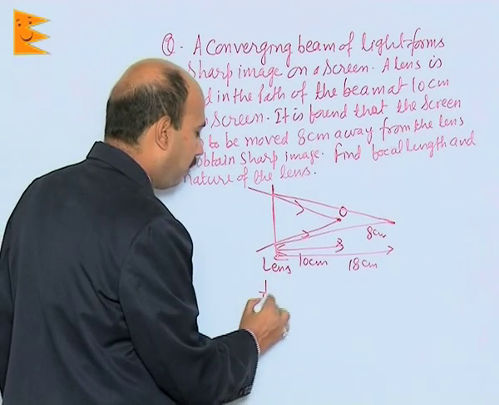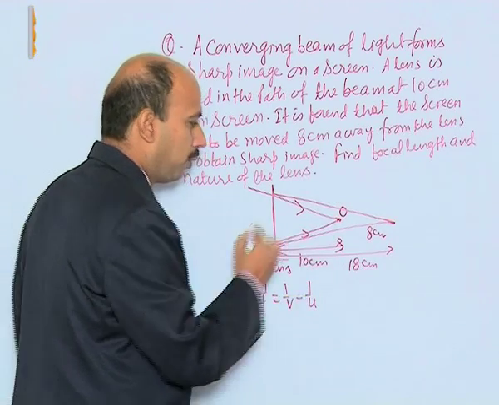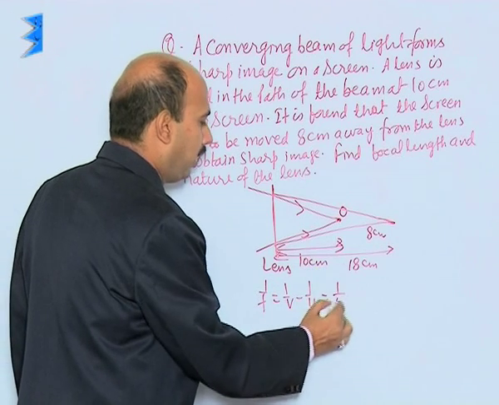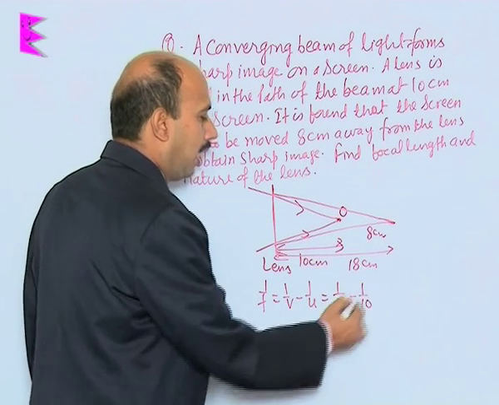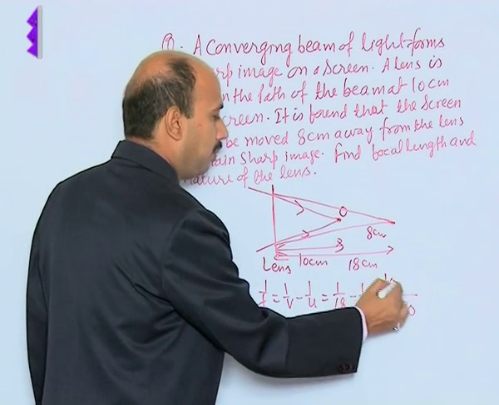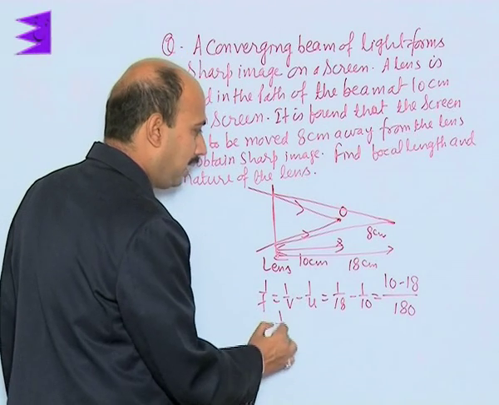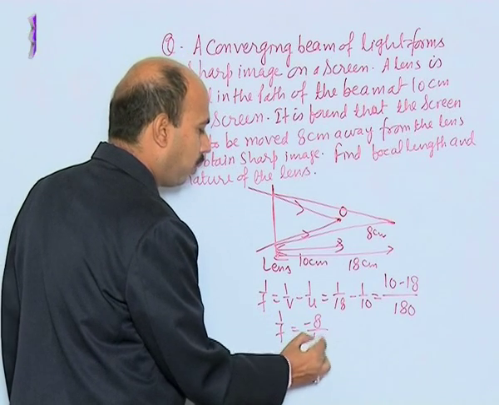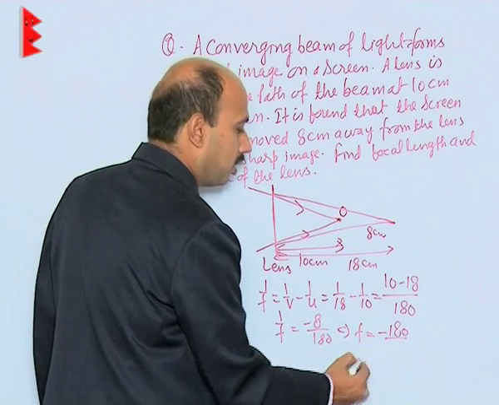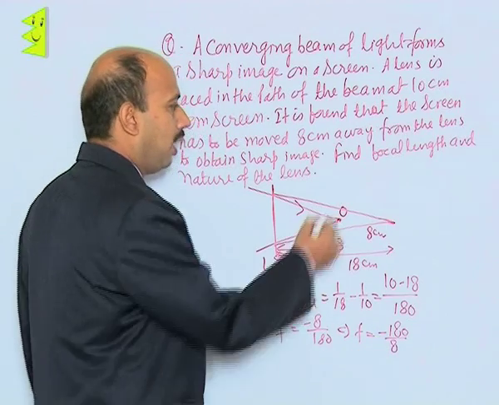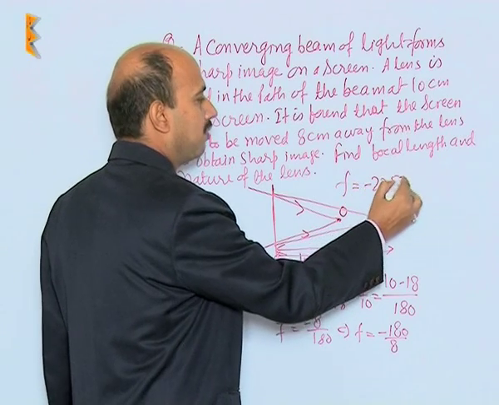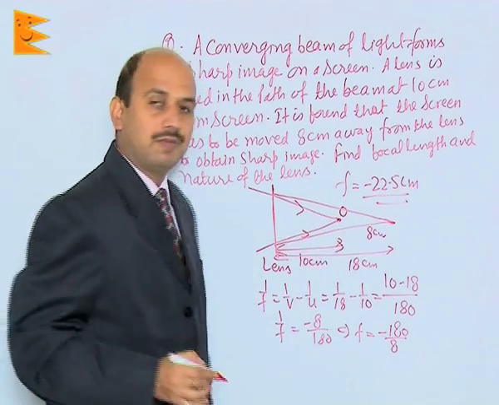So, we can use 1/f = 1/v - 1/u. This was acting as a virtual object. So, it was here 1/18 - 1/10, and that we can take here 180 and here 10 - 18. So, here we can write 1/f = -8/180. So, f = -180/8. So, f can be written here as -22.5 centimeter. This is the focal length.